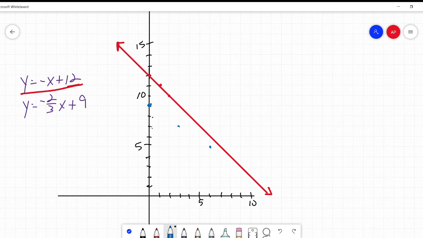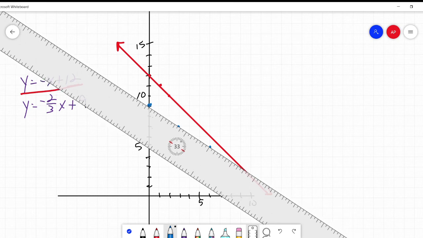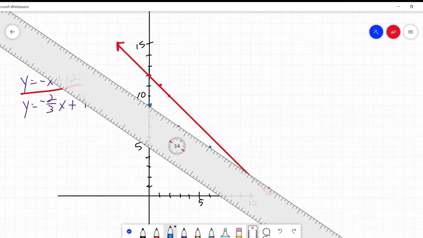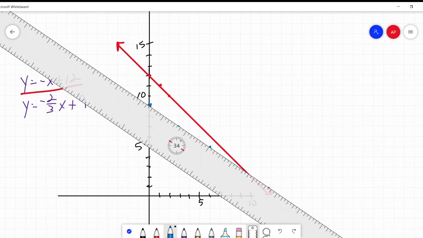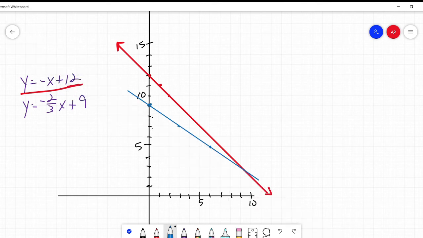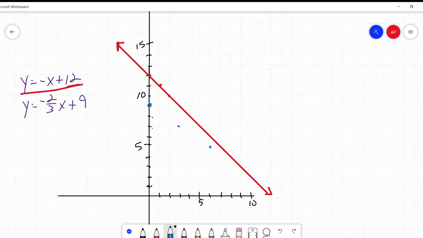Okay, I'm going to take my ruler, and precision is key here. I'm trying to be as precise as is humanly possible lining this up. Frankly, this is a lot easier if it's on actual graph paper. Okay, so it didn't come out exactly perfect. Let me try it one more time and see if I can get it a little better.